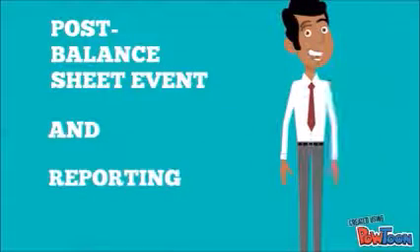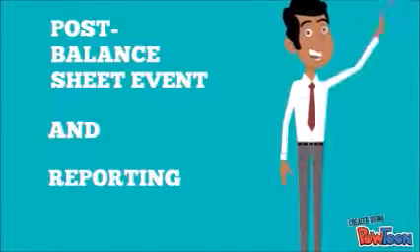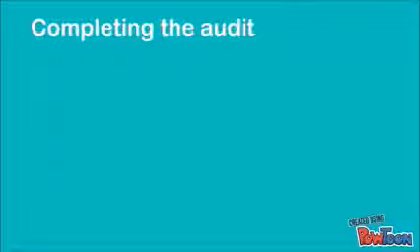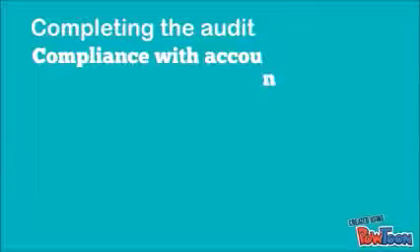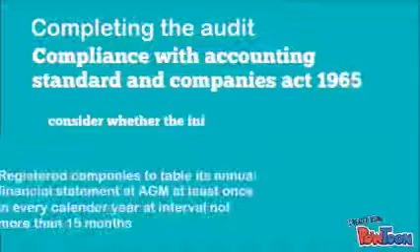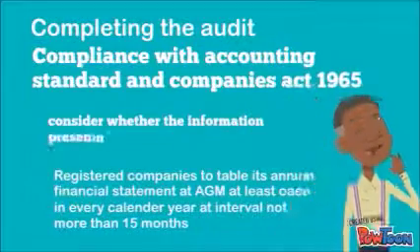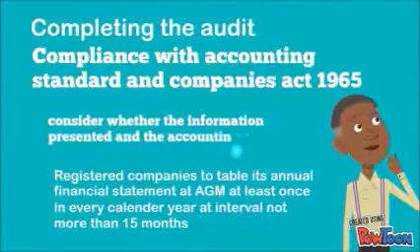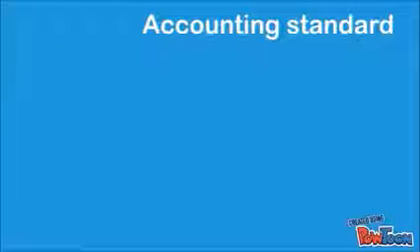Hello, today we will talk about post-balance sheet events and reporting. During the completion of the audit, auditors should consider whether the information presented and the accounting policies are in compliance with the Accounting Standards and the Companies Act 1965. Registered companies must table their annual financial statements at the AGM at least once in every calendar year, at intervals of not more than 15 months.